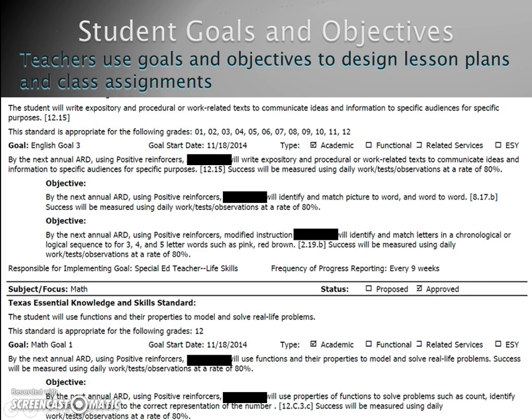After reviewing a PLAF and detailing the student's strengths and weaknesses, the teacher needs to review the student's IEPs. The IEP goals and objectives are used to design lesson plans and student assignments. Currently, you'll see we have an IEP with goals in English and math. The IEPs shown demonstrate how English and math grade level TEKS can be broken down into objectives using matching, picture to picture, and word to word, and identifying letters in chronological order. So what does this look like in actual activity for the student?